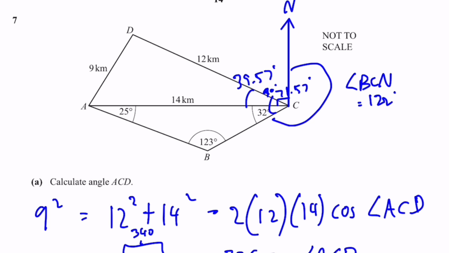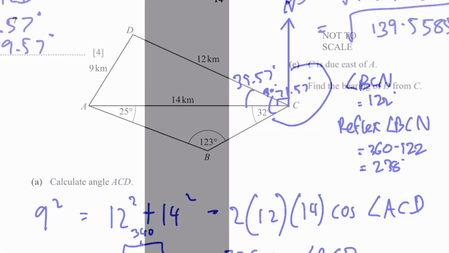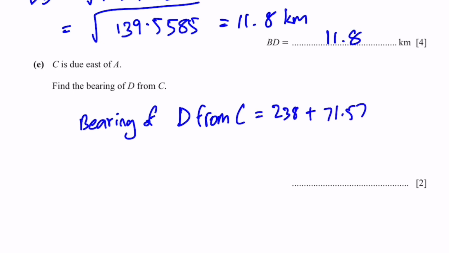That means the reflex angle BCN is equal to 360 minus 122, which is equal to 238 degrees. Now we can add 71.57 to that. So the bearing of D from C equals 238 plus 71.57 degrees. We get the answer as 309.57 degrees. That's the answer.